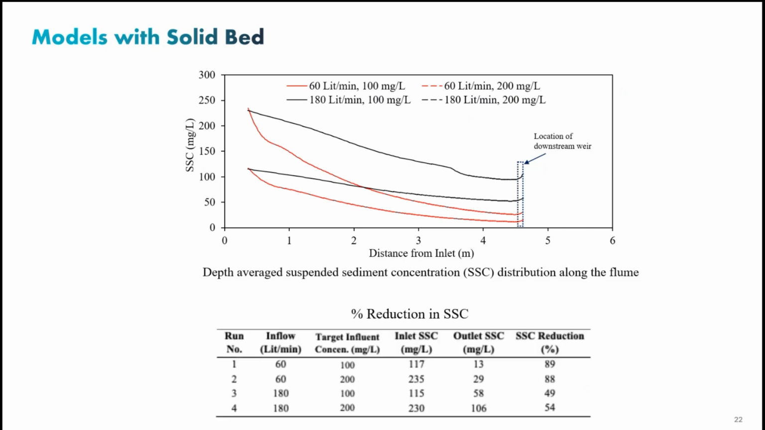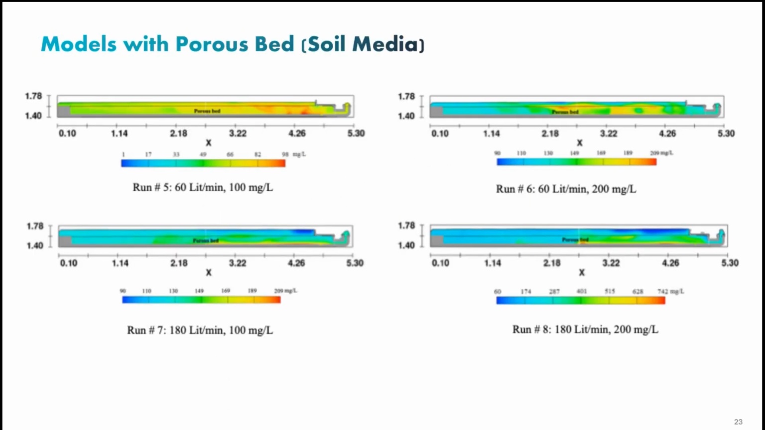And this is the result in terms of percentage removal with the solid bed, from 89% with the lowest flow rate, 60, all the way to 54% for the highest flow rate, 180. Next slide, please. This is the result with the porous medium, meaning that this water would go through the soil as well as on top.